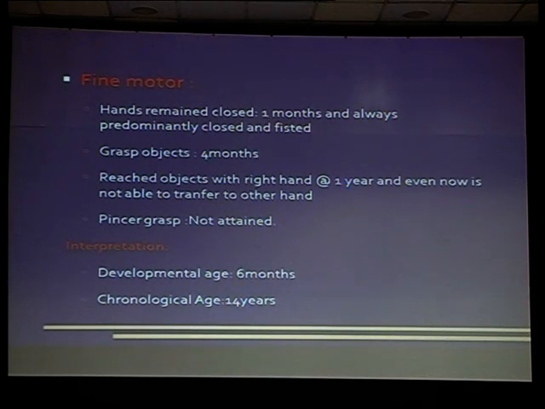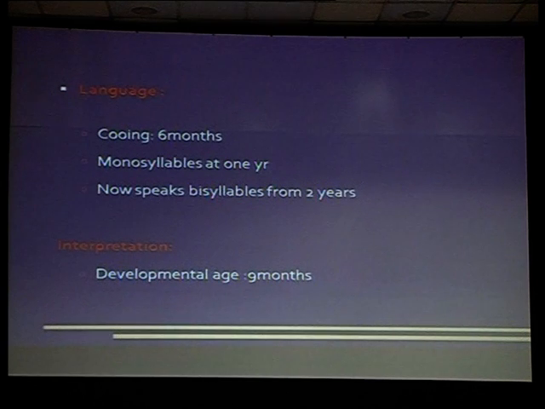Fine motor: the hands remain predominantly closed, noticed at 1 month, and are always predominantly closed and fisted. She was able to grasp objects at 4 months, and now she is able to reach objects with the right hand at 1 year, and still she is not able to transfer to the other hand. She has an immature pincer, but mature pincer grasp is still not attained. So she has a developmental age of 6 months compared to the chronological age of 14 years.